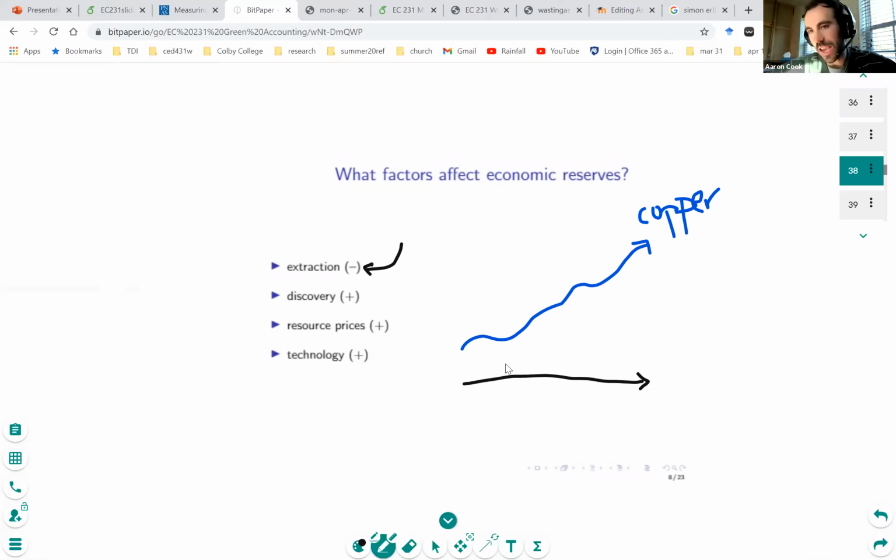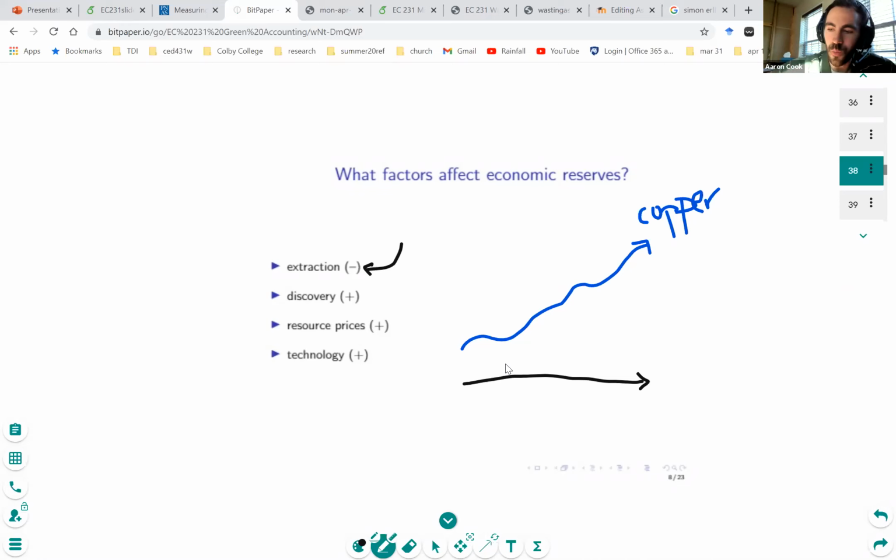If we take those minerals out of the ground and put them to use somewhere else, they're no longer part of our reserves. They're now in the consumer products that we buy. So those reserves fall as extraction happens. But then there are other things that can be changing at the same time, which could affect the economic reserves.